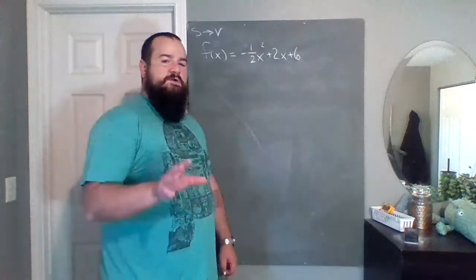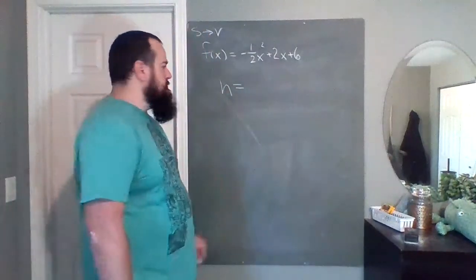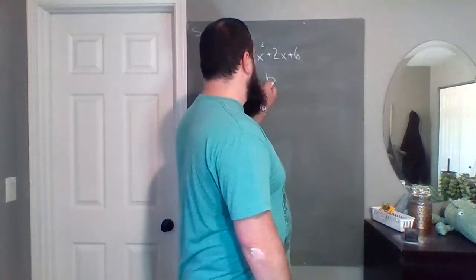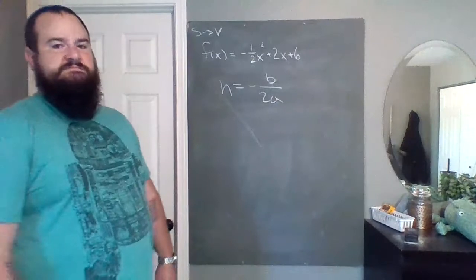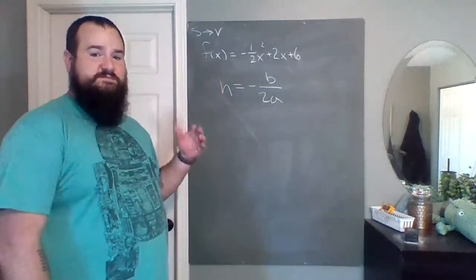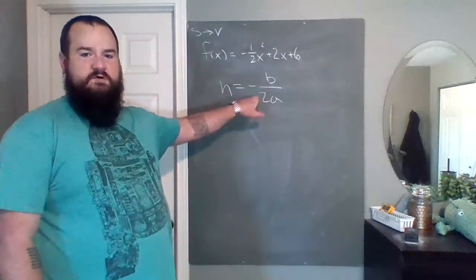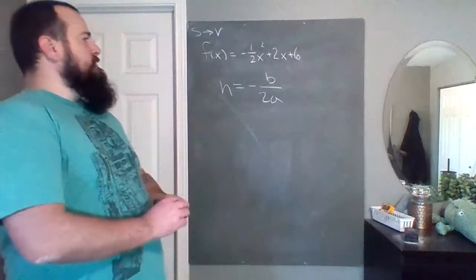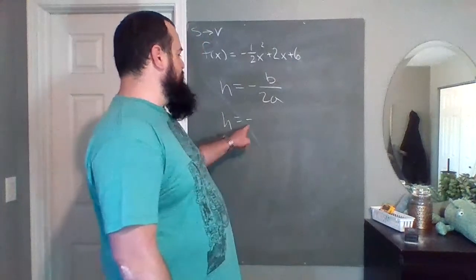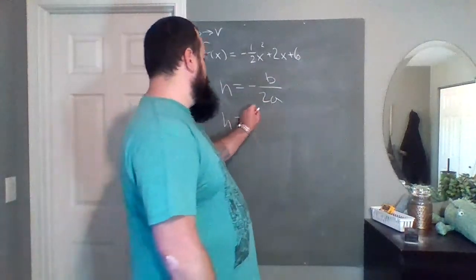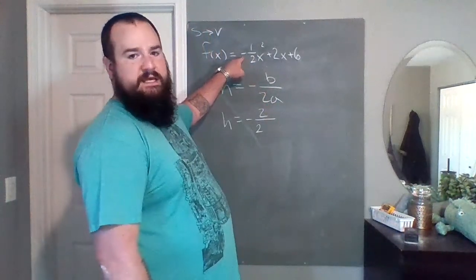So what we're going to use is this nice little fact that h is equal to negative b over 2a. So remember, that's going from standard to vertex. So this means we have our ax squared plus bx plus c. So h is simply negative b over 2a. So in our example here, h is going to be negative, so our b value is this positive 2, so 2 over 2 times our a is negative 1/2.